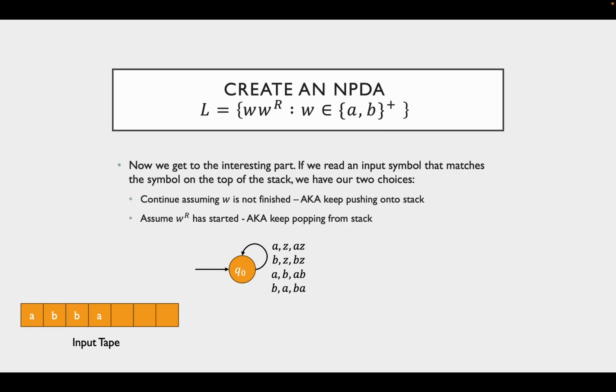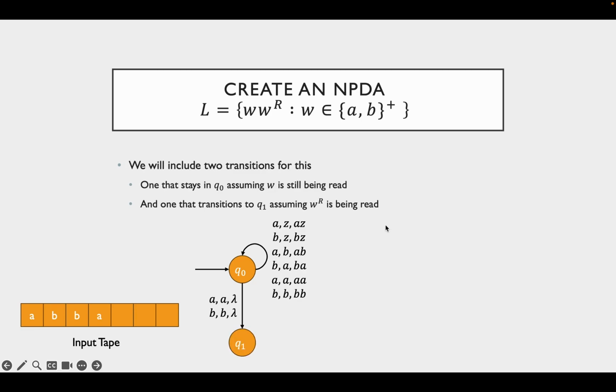Now we get to the interesting part. If we read an input symbol that matches the symbol on the top of the stack, we have two choices. Continue assuming W is not finished, that is, keep pushing onto the stack, or assume WR has started, aka keep popping from the stack. We will include two transitions for this.